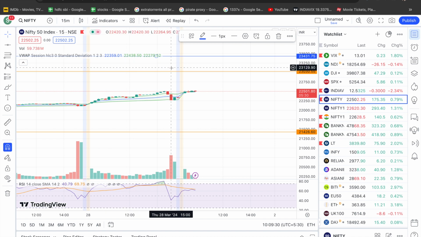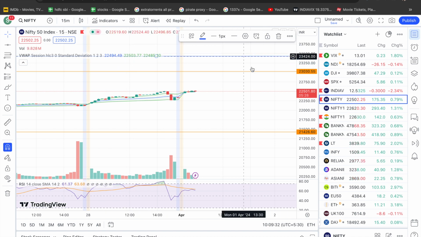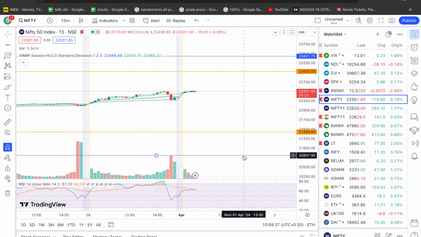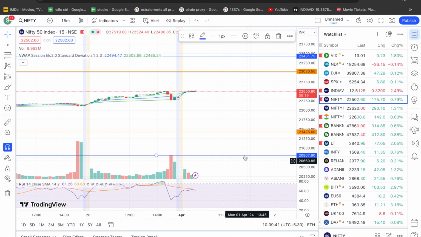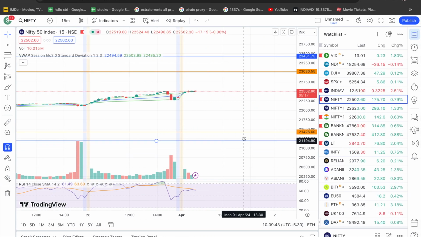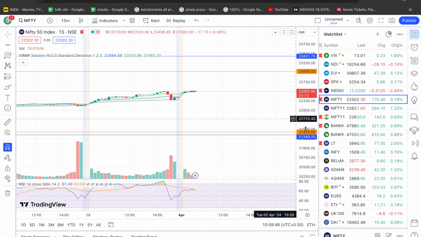23,400 here, and if you can clone this, I will bring this down. This is 21,500 levels. We'll go for 21,345. Okay. So here is the level approximately.